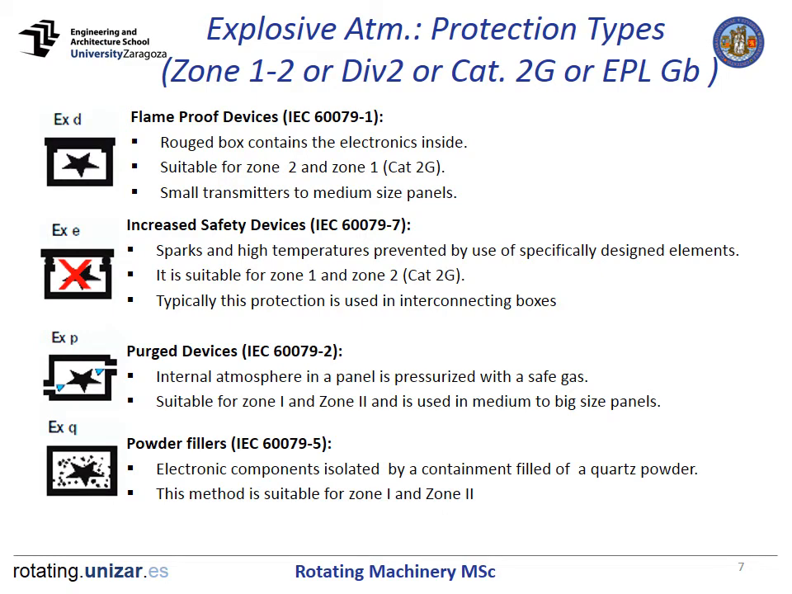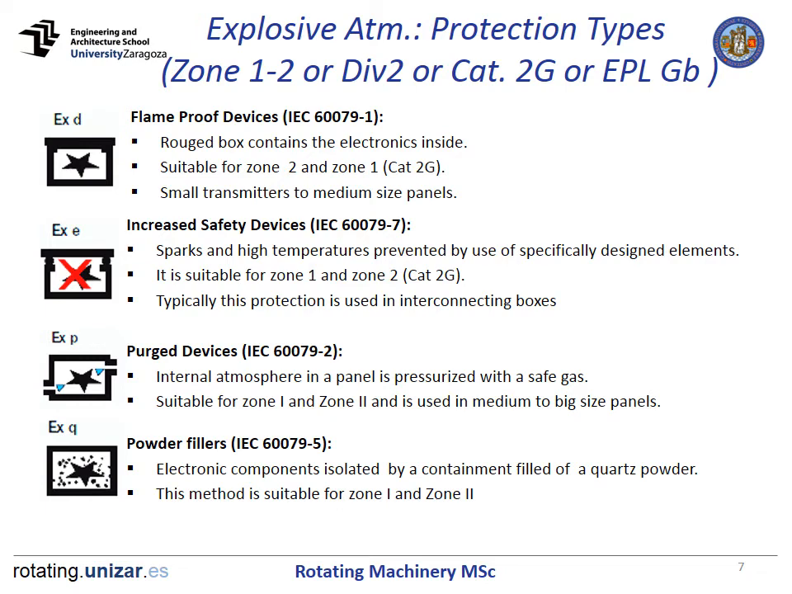Let's continue with the protection methods suitable for Zone 1 and Zone 2. The first one is flameproof, which is denoted by Ex d. In this case, a robust box contains the electronics inside. The containing box is not hermetic, and in case of internal explosion, the produced gases are released to the exterior at low temperature through small leakage points. This method is suitable for Zone 1 or Zone 2 and is used from small transmitters to medium-sized panels. Note that sometimes Ex d devices are incorrectly called explosion-proof.